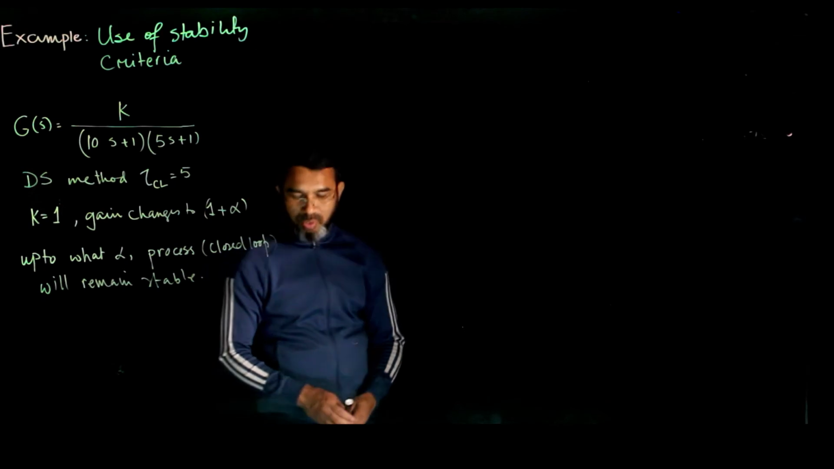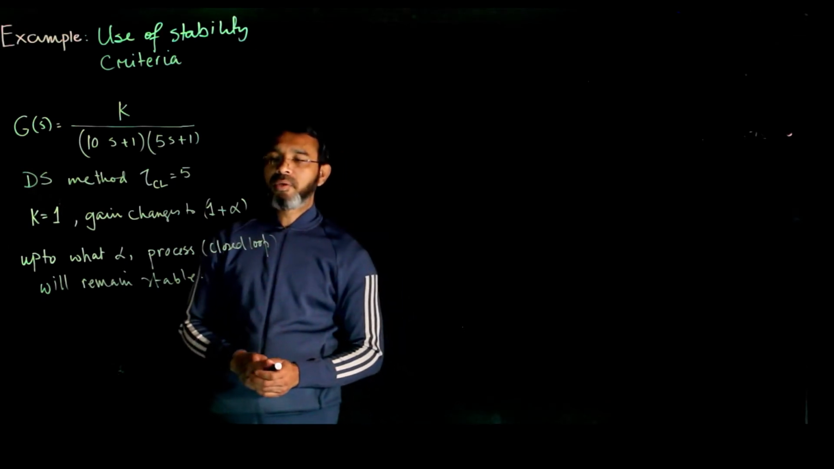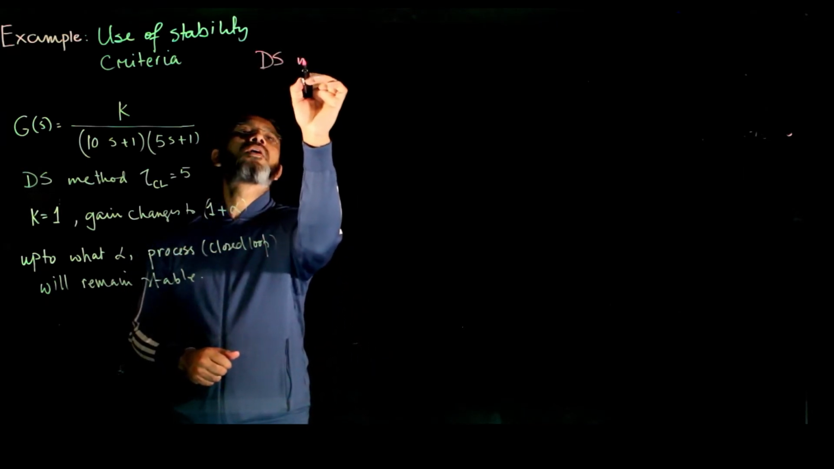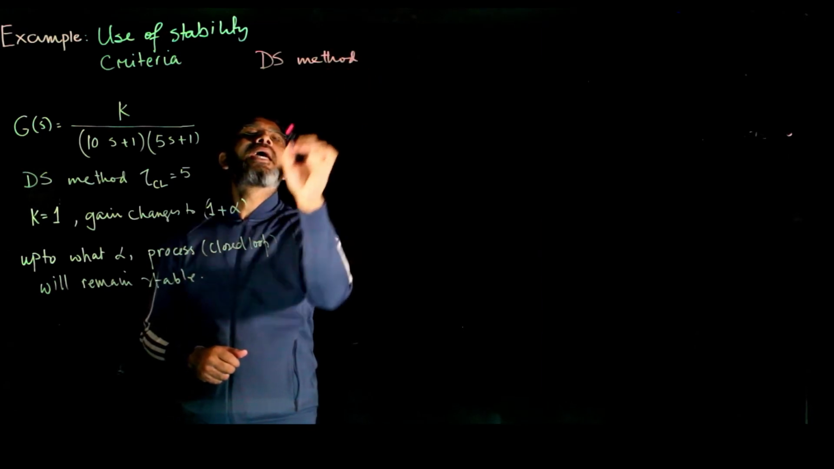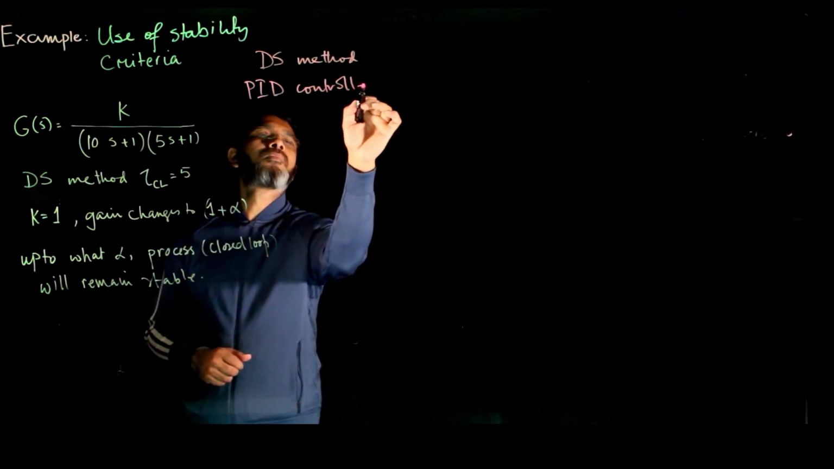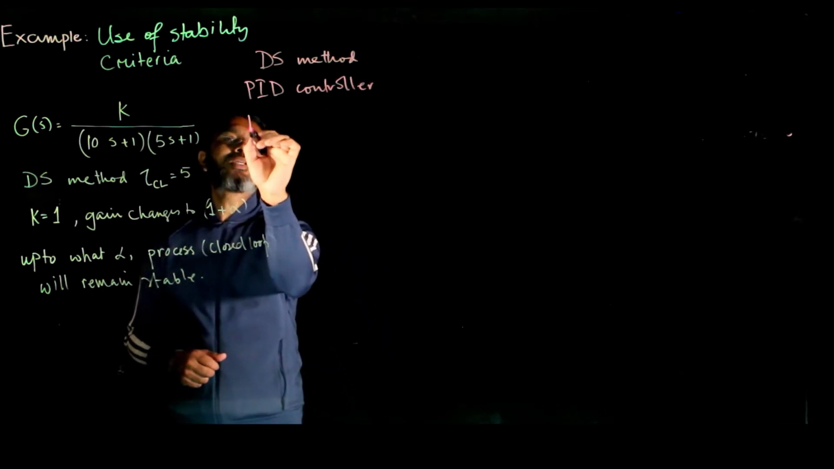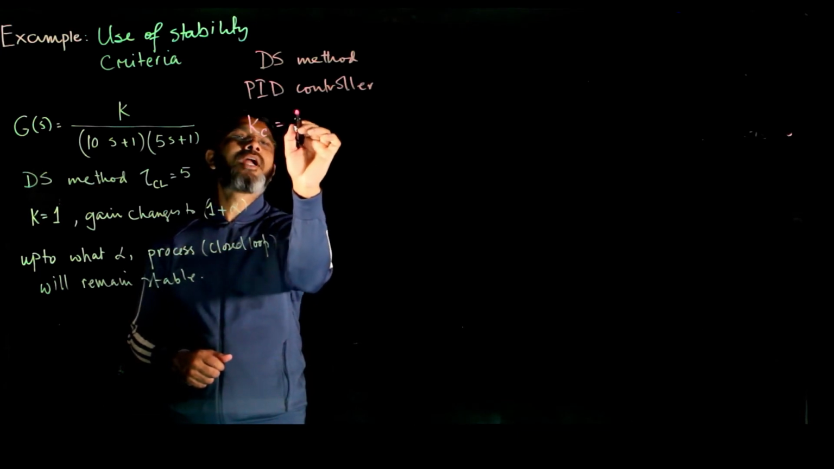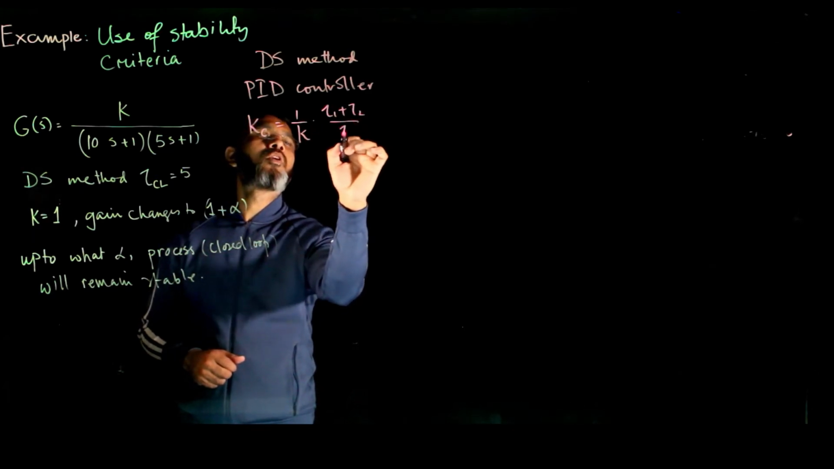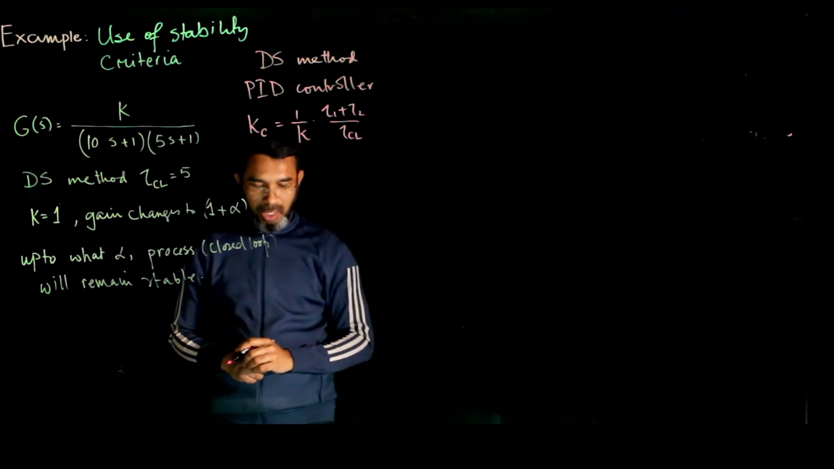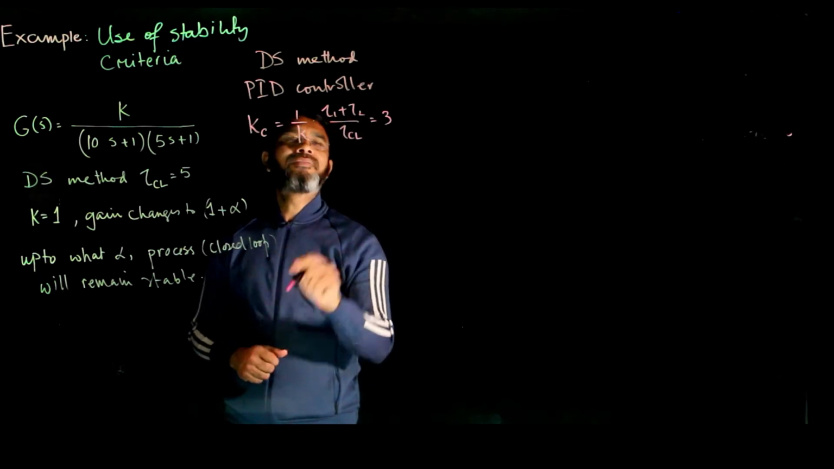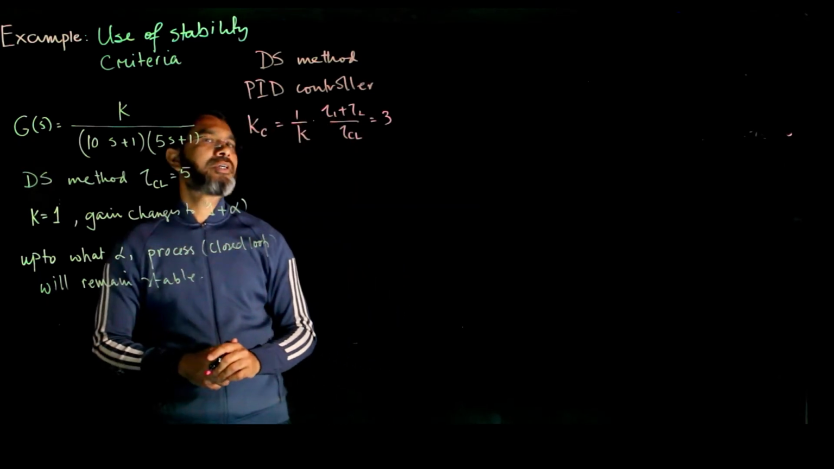Now see that for this case, using the direct synthesis method, we'll get the controller to be a PID controller with Kc to be 1 over k and tau 1 plus tau 2 over tau CL. I'll get the value to be 3. This 10 plus 5, 15 over 5 and 1 over 1, that gives you 3.